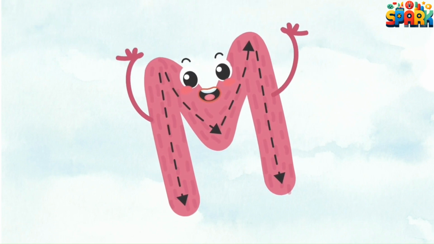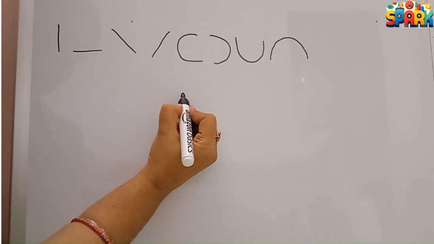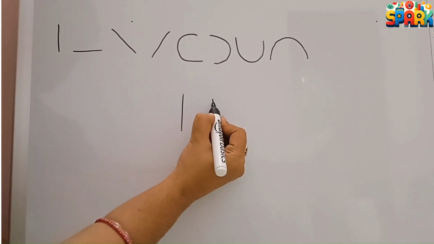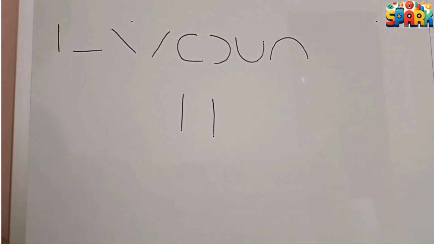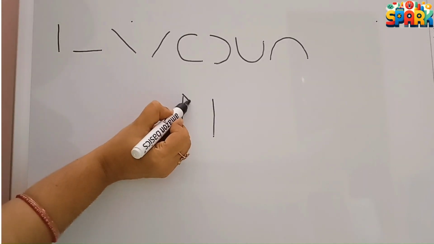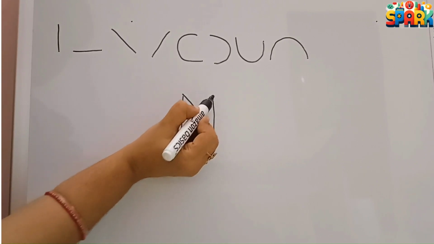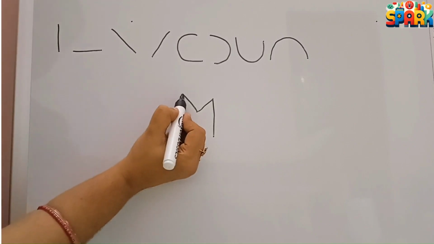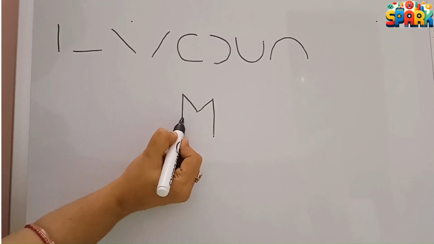This is the letter M. Now let's trace it together, children. Start from the top, draw a standing line. Then draw another standing line like this. Now draw two slanting lines like this so that they meet at a point. Let's trace it one more time together, children.